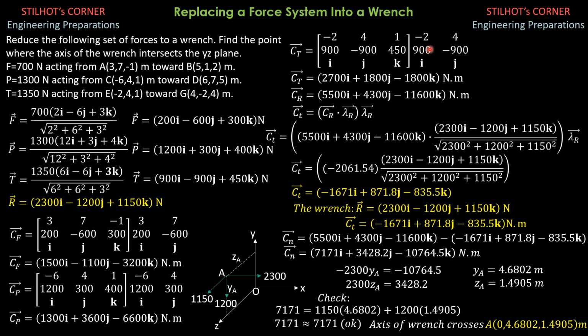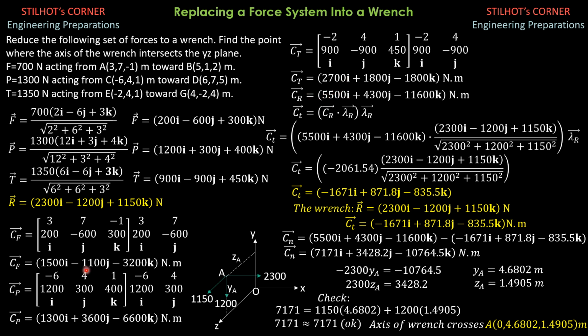1,800K minus 3,600K is negative 1,800K. Therefore, the resultant couple would be this. It is equal to 1,005 plus 1,008, 28. 28 plus 2,007 is 5,500I. This is the resultant couple.